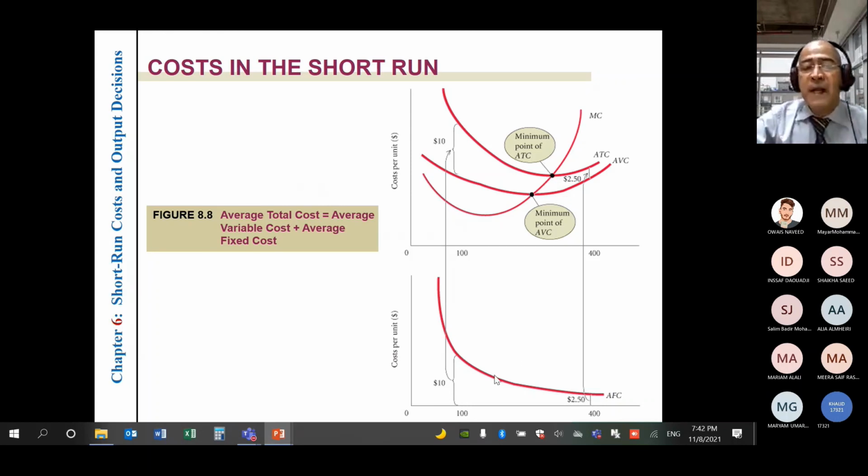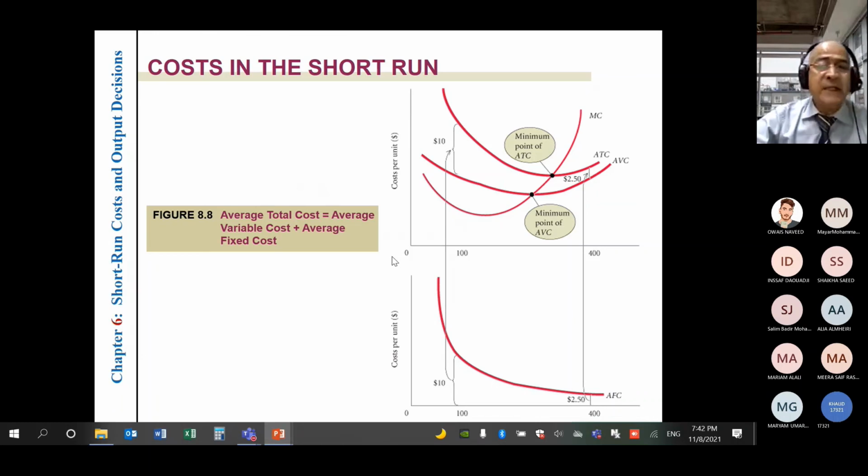And in the lower panel of this diagram, average fixed cost. Average fixed cost decreases as output increases.